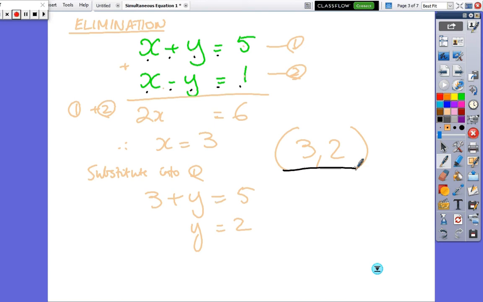We could also have, instead of adding the equations, subtracted the equations, and the x would have been eliminated, and we would have had the y answer first. It doesn't matter in this particular case which one we eliminated, but can you copy that and come across?